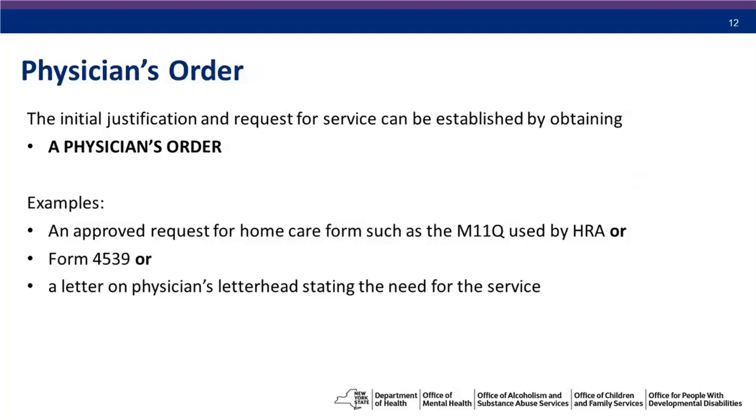So after the care manager has put the justification together in the plan of care, they're going to get that physician's order. An example is an approved request for home care form, such as the M11Q used by HRA in the city, and that is probably mostly familiar to care at home folks, or the form 4539, or a letter on a physician's letterhead stating the need for the service. So I had said earlier it could be like a script form, or it could be just on a letterhead indicating the need and making sure that it's signed by that physician.